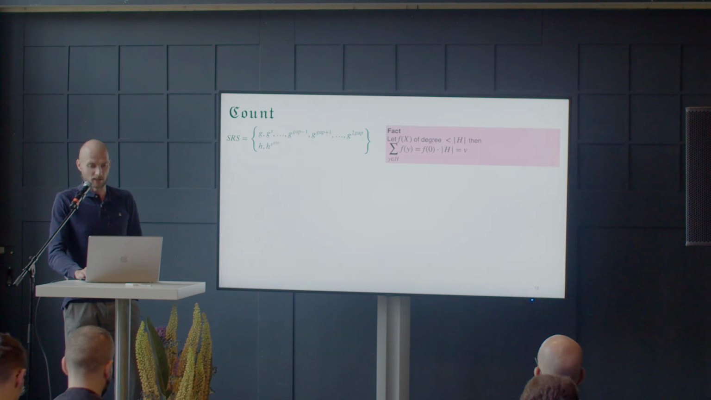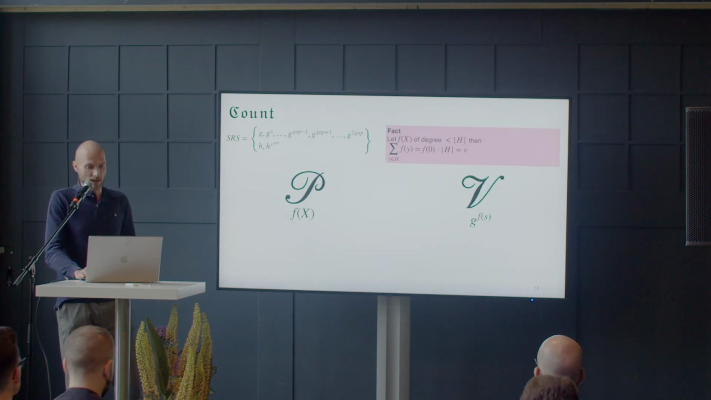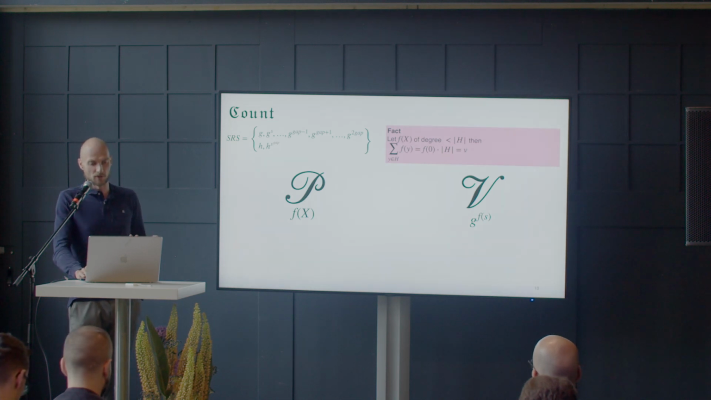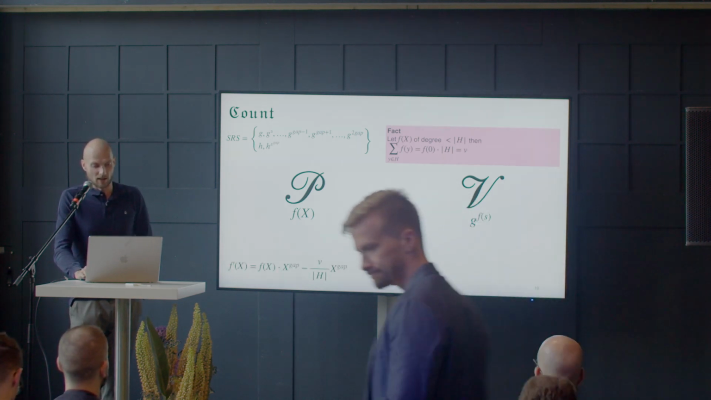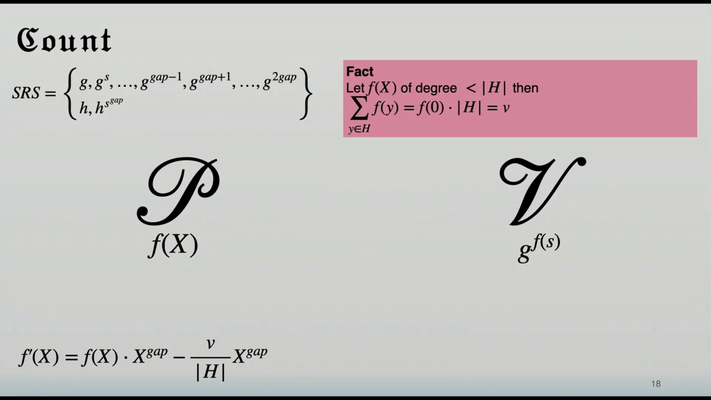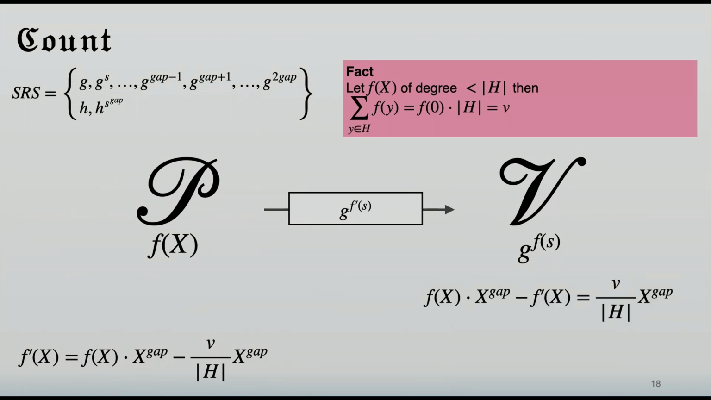Okay, so how count works. We have the prover and the verifier. The prover now knows the polynomial. The verifier knows only the commitment to the polynomial. The prover computes this polynomial f prime and sends a commitment to f prime. Now the verifier needs only to check that this f prime was computed correctly, which is done using bilinear pairings.